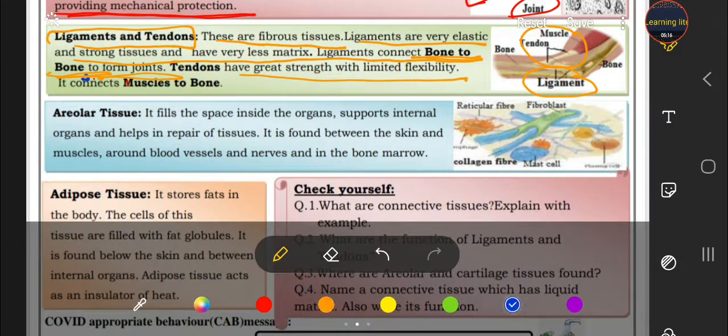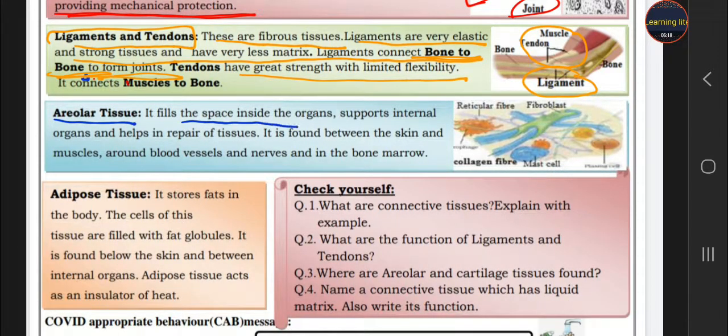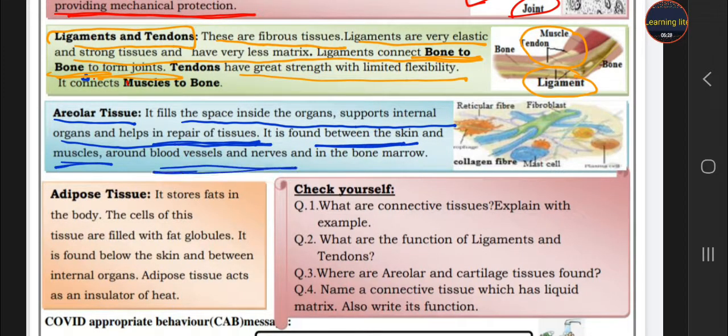And the next one is areolar tissue. Areolar tissue fills the space and supports the internal organs, and helps in the repair of the tissue. It is found between the skin, between the muscles, around the blood vessels and the nerves, and in the bone marrow.